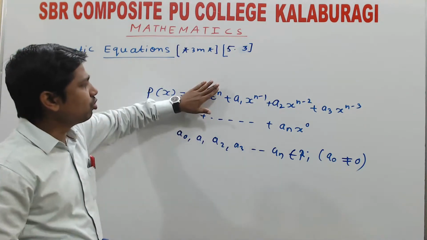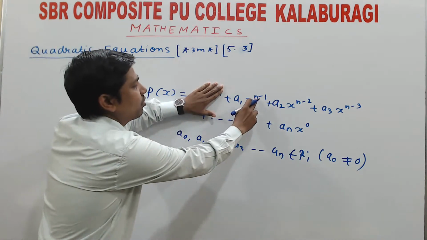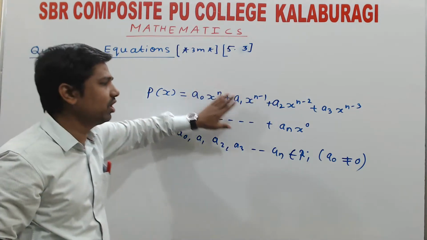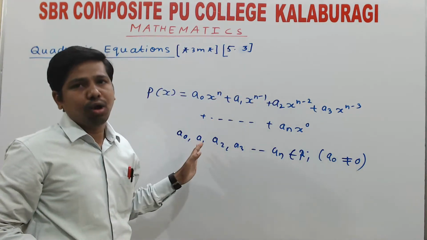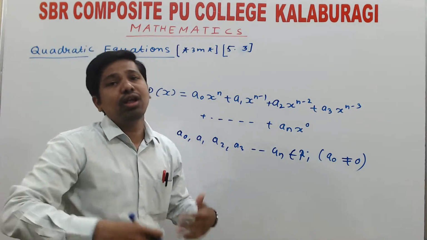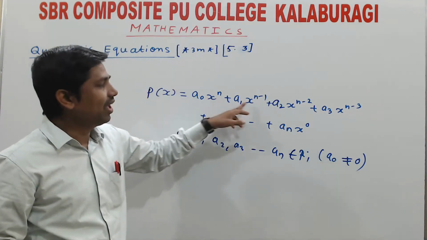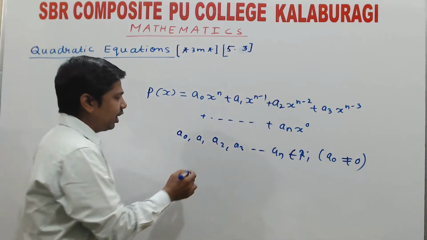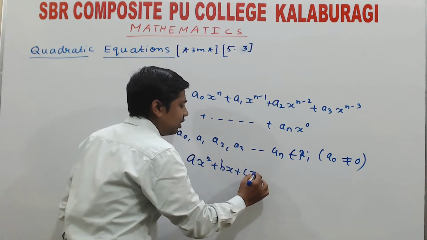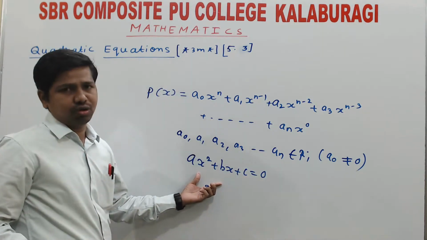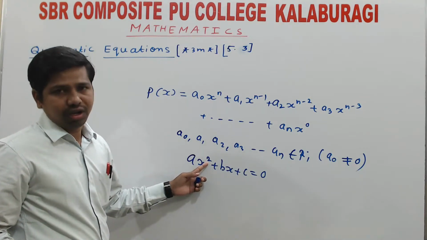If a0 becomes 0, then it is not a polynomial equation of degree n, it is a polynomial equation of degree n minus 1. That's why we write a0 is not equal to 0. This is the general form of a polynomial equation. For a polynomial equation whose highest degree of the variable is 2, what is the variable here? x is the variable. So if I take ax square plus bx plus c equal to 0, this is a polynomial equation whose highest degree of the variable is 2. That is said to be a quadratic equation.